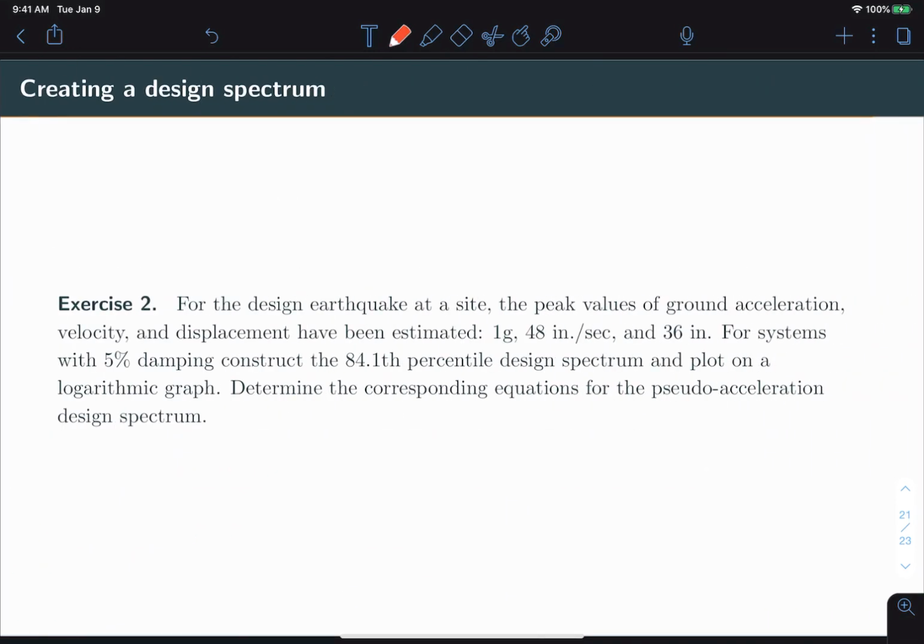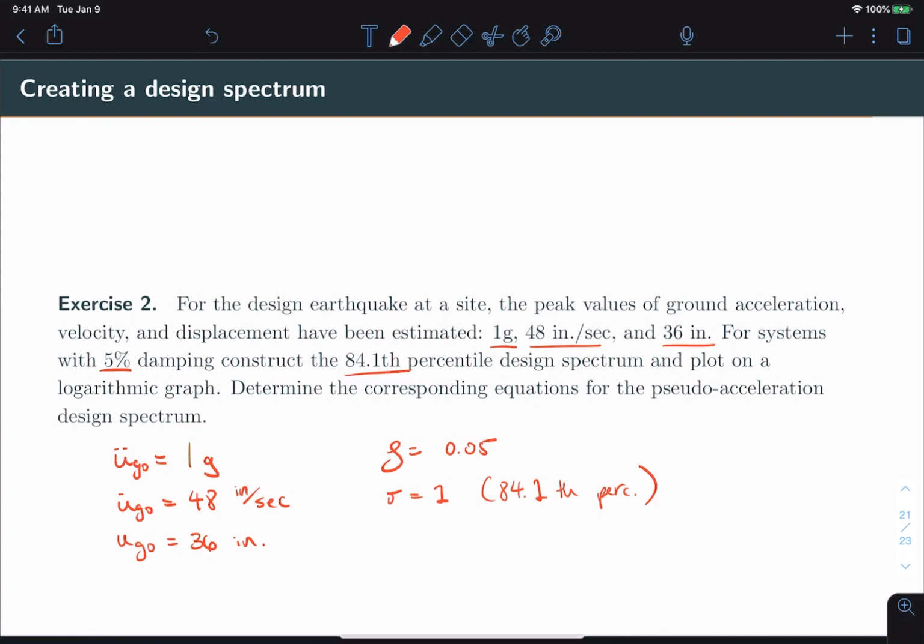Okay, so let's look at how to apply that to a concrete example. Let's say we are creating a design spectrum for a specific site, and we've been given values for peak ground acceleration, peak ground velocity, and peak ground displacement. Now these could come either from historical ground motion records or just from engineering experience. But either way, these are our nominal values for ü_g0, u̇_g0, and u_g0. We're also asked to do this for systems with 5% damping and construct the 84.1th percentile design spectrum. These are going to dictate our choice of alpha. And finally, we'd like to determine the equations for the pseudo-acceleration design spectrum.